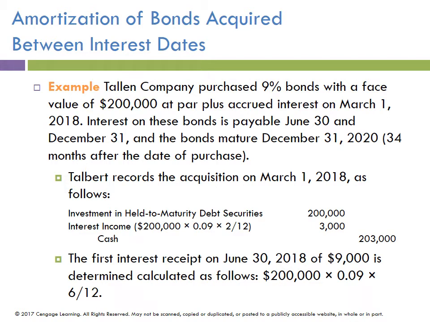When the first interest payment is received, they'll debit cash $9,000 and credit interest income $9,000. That debit of $3,000 will offset the $9,000 to truly reflect the interest income that they're entitled to for those 4 months they actually owned the bond.